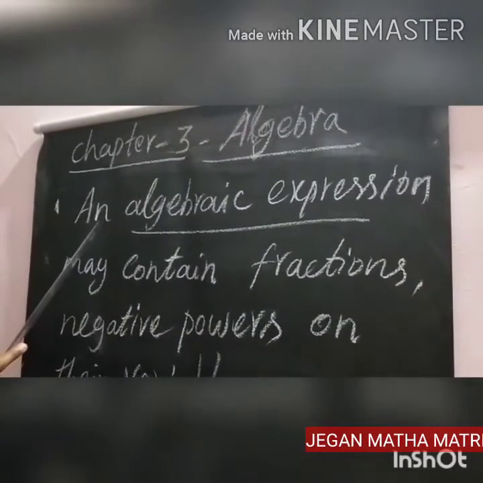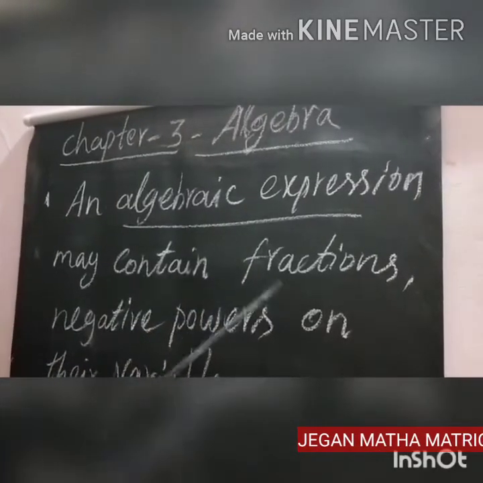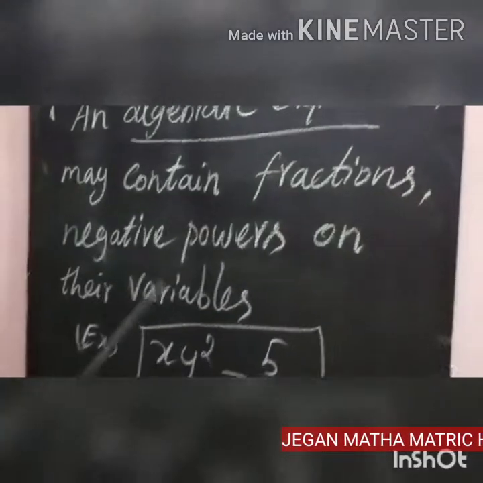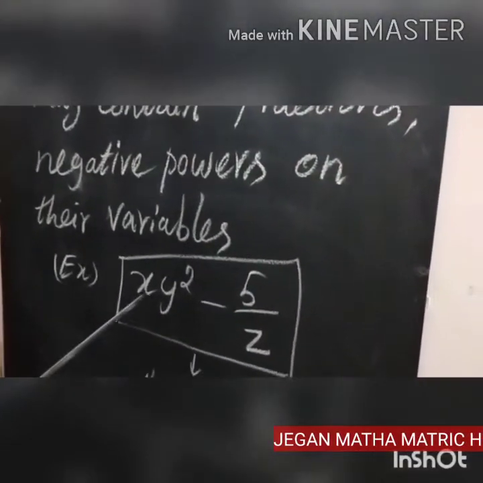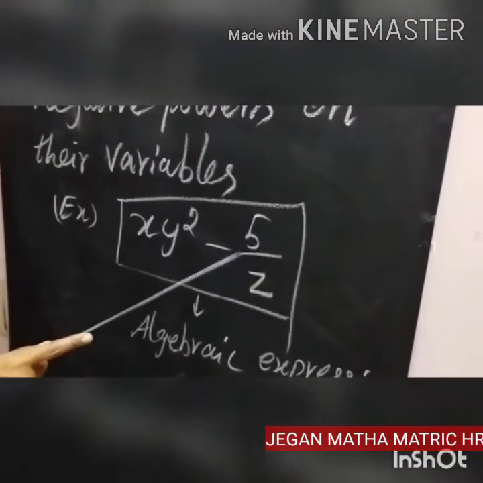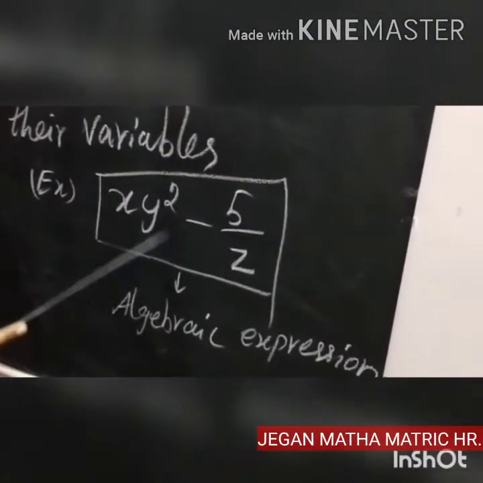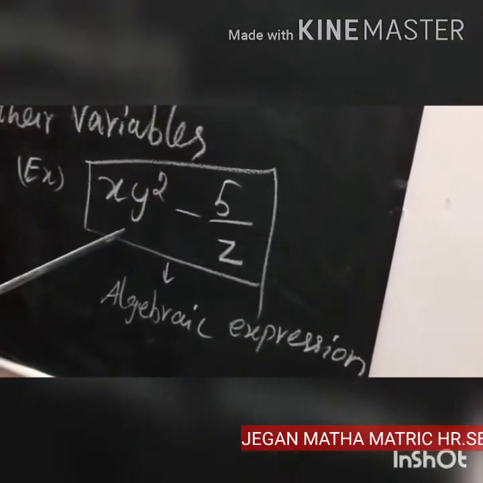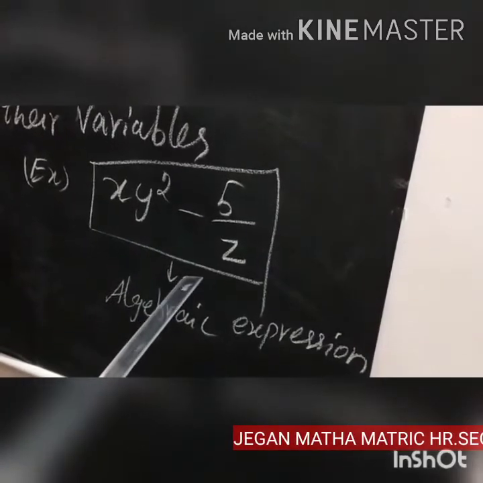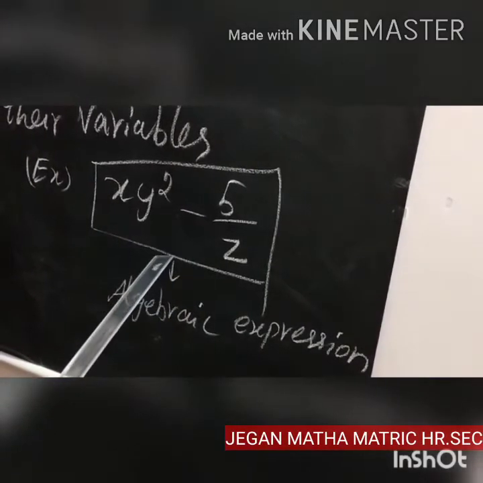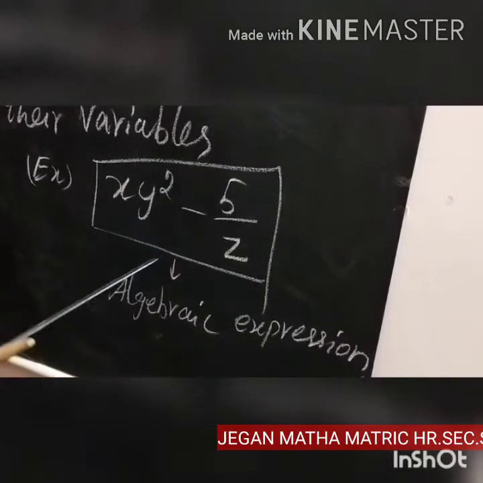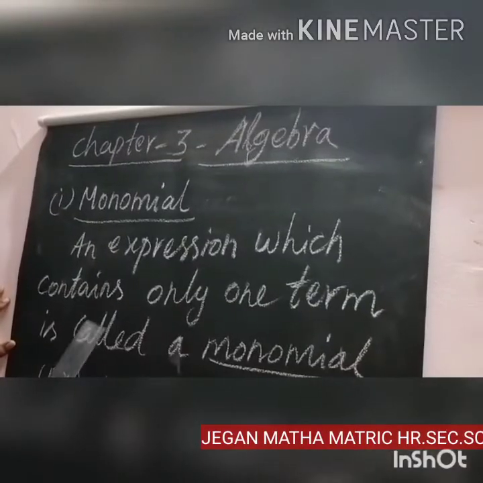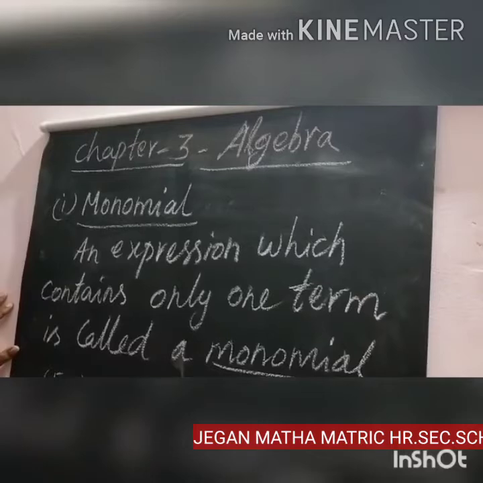An algebraic expression may contain fractions, including numbers and fractions and negative powers on their variables. For example, xy square minus 5 divided by z. This is an algebraic expression. For this, there are types of expressions. The first ones are monomial, binomial and trinomial. So let us see about the types of expressions one by one.